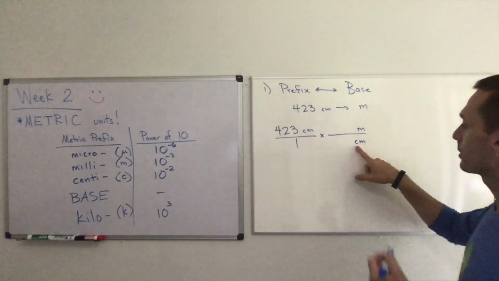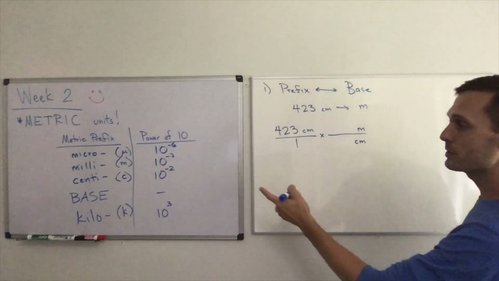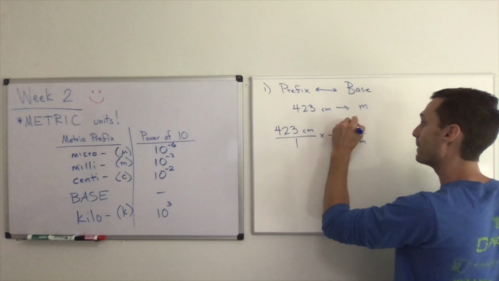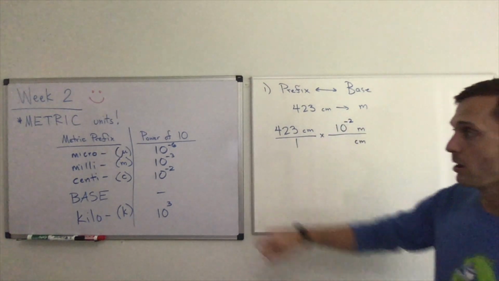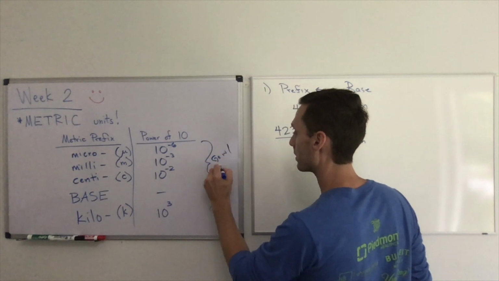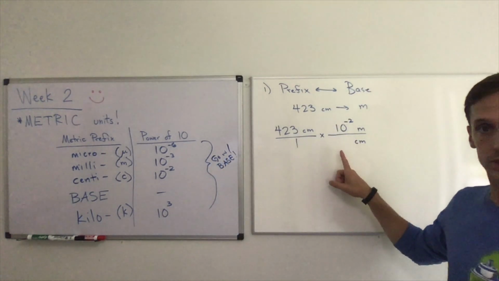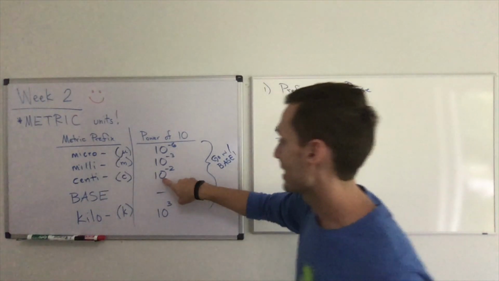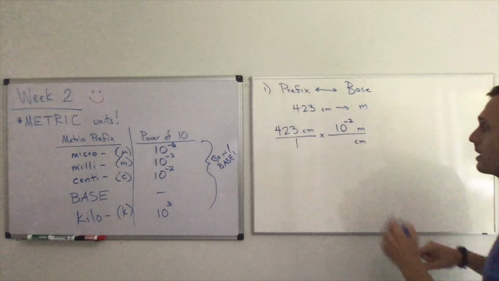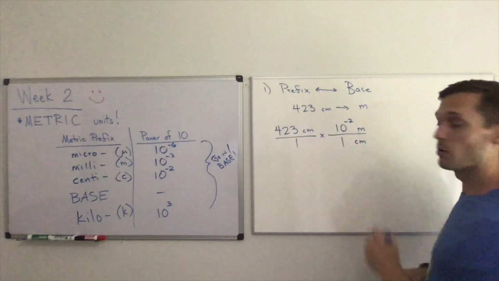And whenever you're going to fill in these numbers here, you're always going to put that number, that power of 10, with the base unit, okay? With the base unit. So all of these numbers go with the base unit whenever you're doing a conversion. So centi is 10 to the minus 2, so we will put 10 to the minus 2 next to the base unit. What goes next to the prefix always is a 1.